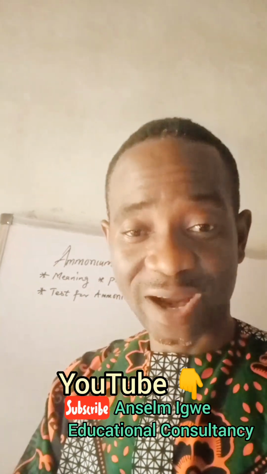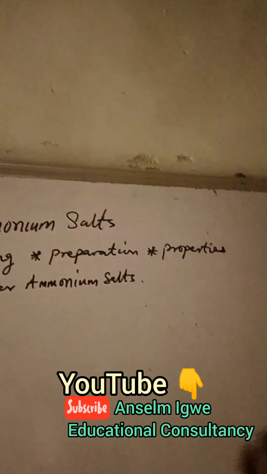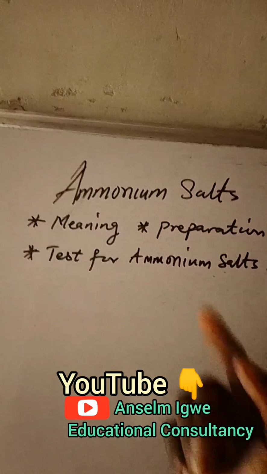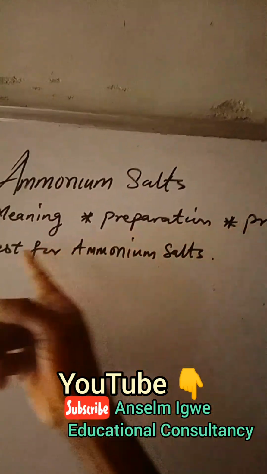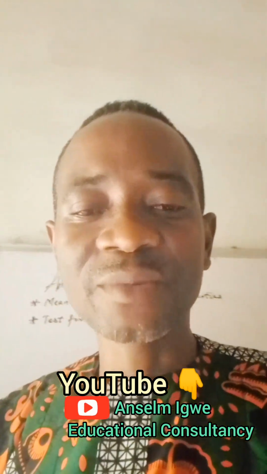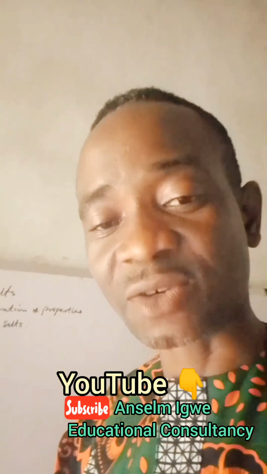Let us quickly look at ammonium salts. What are ammonium salts? The meaning, the preparation, properties, and test for ammonium salt. Now, meaning, what are ammonium salts? Ammonium salts are electrovalent compounds containing ammonium ion.